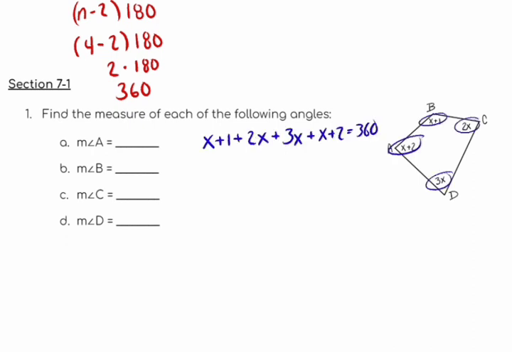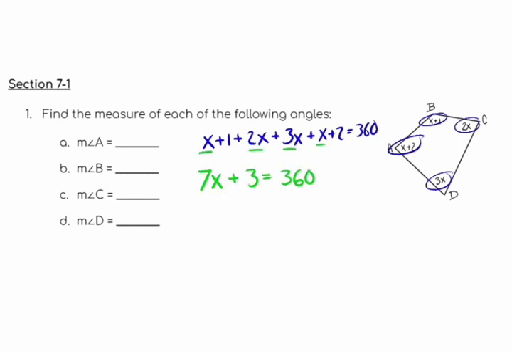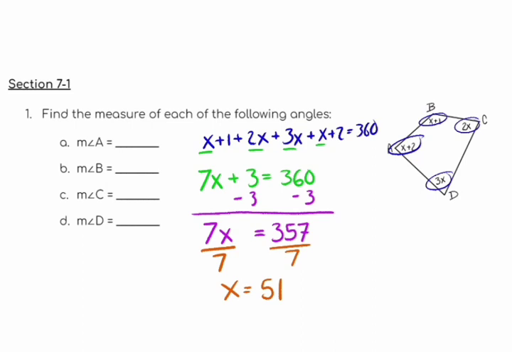Next, we're going to add up all the angles, which is x plus 1 plus 2x plus 3x plus x plus 2, and that's equal to 360. We combine like terms. There's 7 x's and plus 3, and that's going to equal 360. Then we're going to use SADMAP and subtract 3 from both sides, leaving us with 7x equals 357. Then by finishing SADMAP, we're going to do the opposite of multiplying by 7 and divide both sides by 7, leaving us with x equals 51.